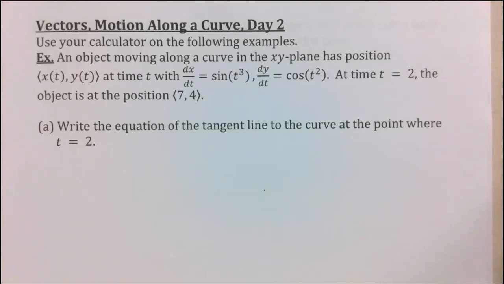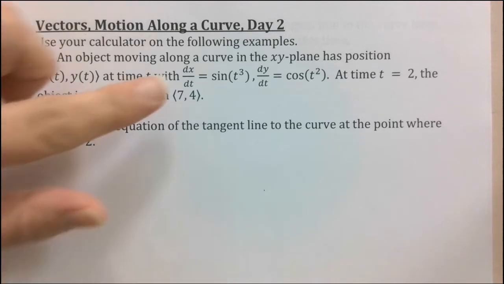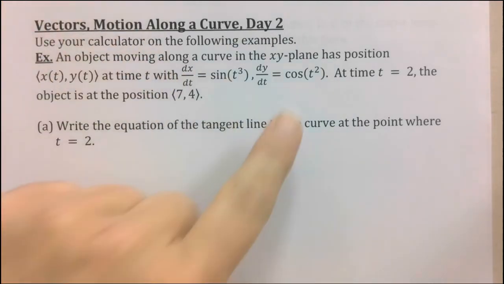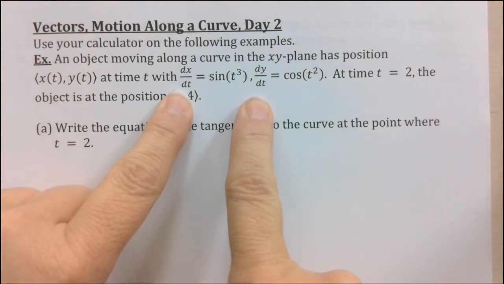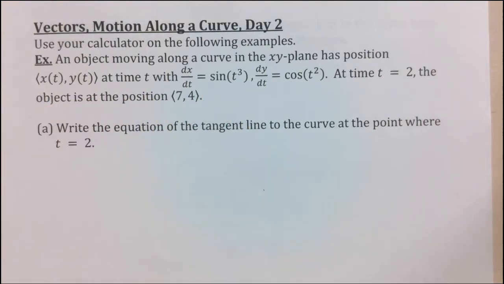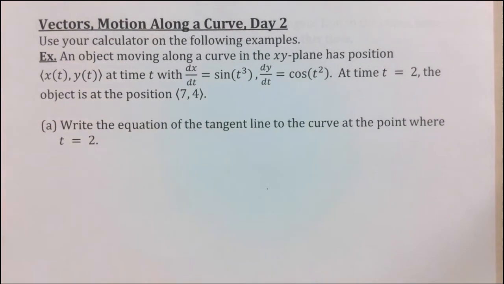In our video today, we're going to look at a pretty typical free response question that you might see on the AP exam involving motion along a curve. So we have an object moving along a curve in the xy plane. It has position x of t, y of t at time t with dx/dt equal to sine t cubed and dy/dt equal to cosine t squared. So we're starting out here at the velocity vector level. We're given the derivative of each component of the position vector. At time t equals 2, the object is at position (7, 4).